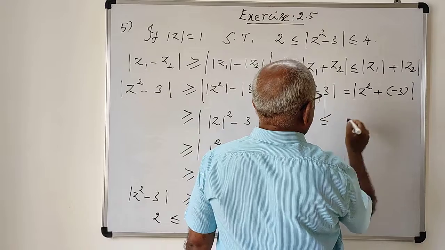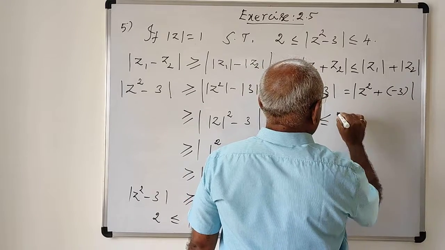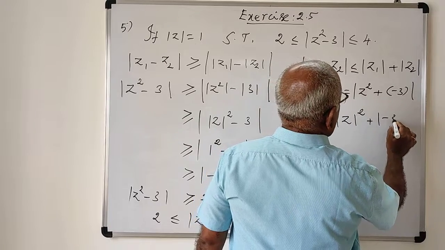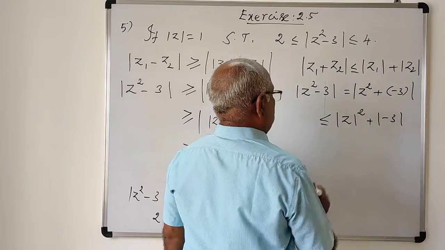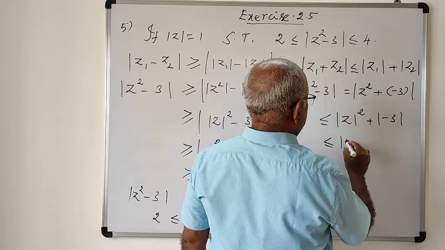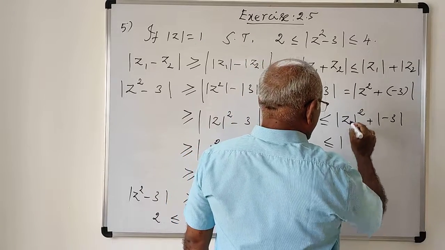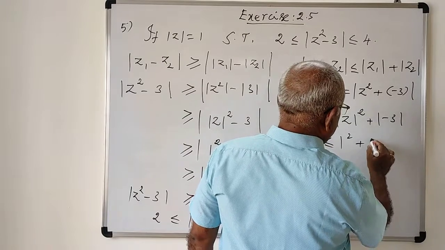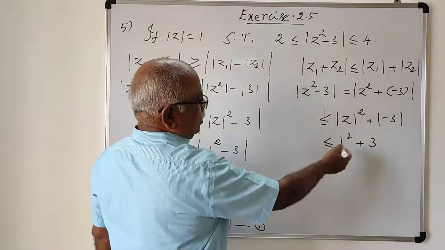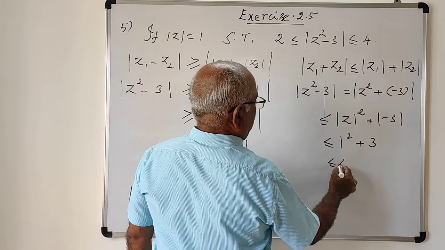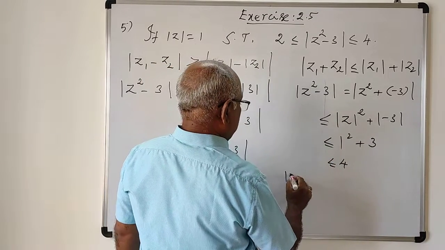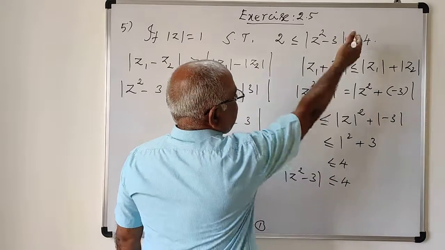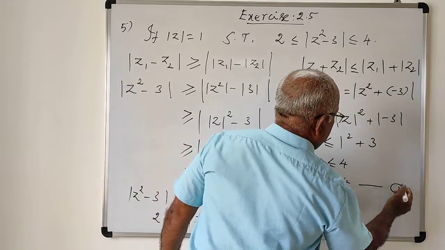This is again less than or equal to mod of z square plus mod of minus 3. Mod of z1 plus mod of z2, which is less than or equal to mod of z square, which is 1 square, plus mod of minus 3, which is 3. So 3 plus 1 is 4. It is less than or equal to 4. See, modulus of z square minus 3 is less than or equal to 4. The right side answer we derived.